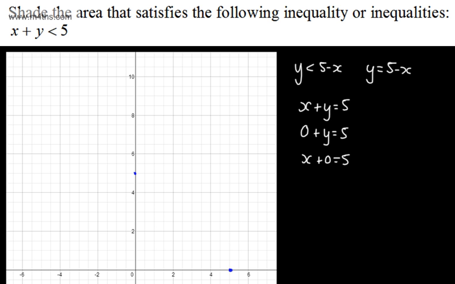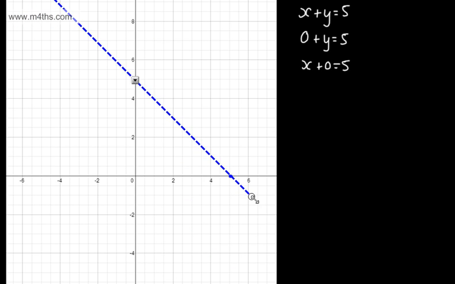So it's entirely up to you. Again, this is a strict inequality, so we can't include the values that sit on the line. So what I'm going to do is just do that, and it's going to look something like so. So let's come through here.